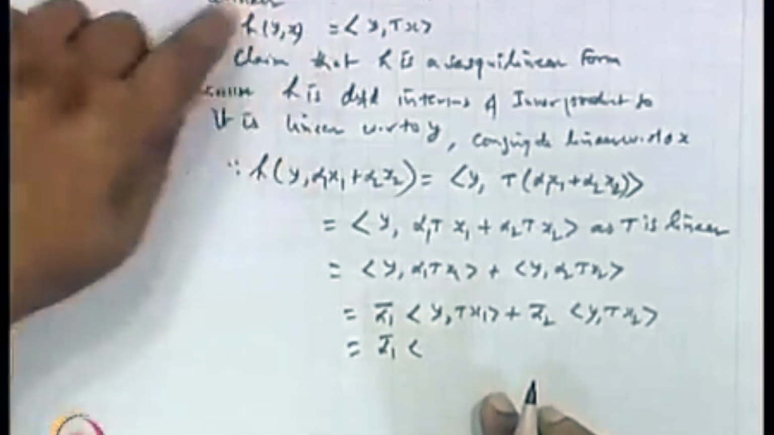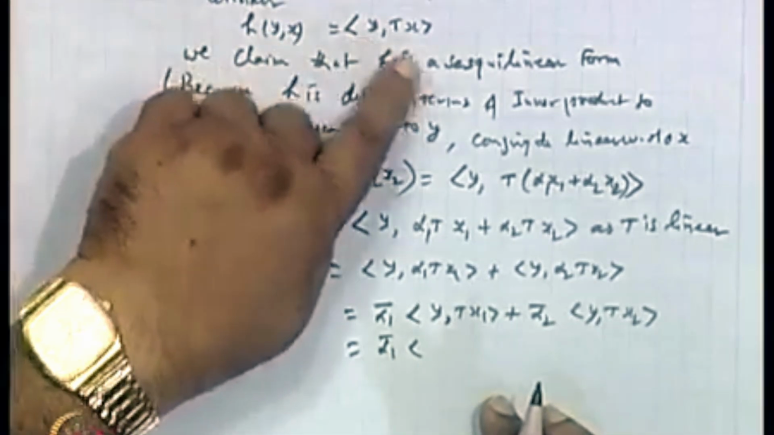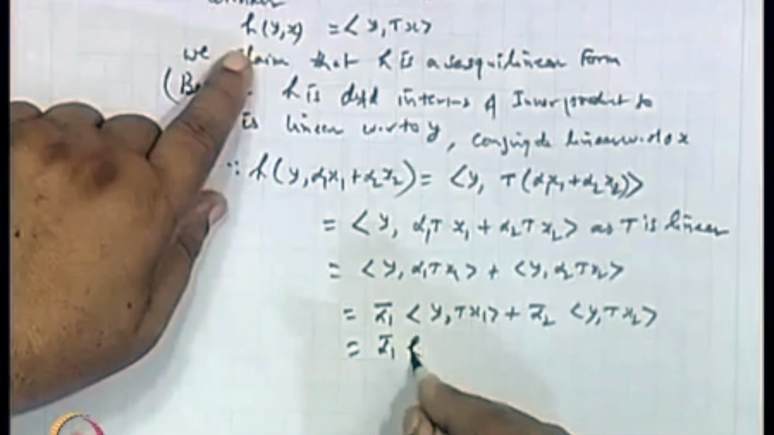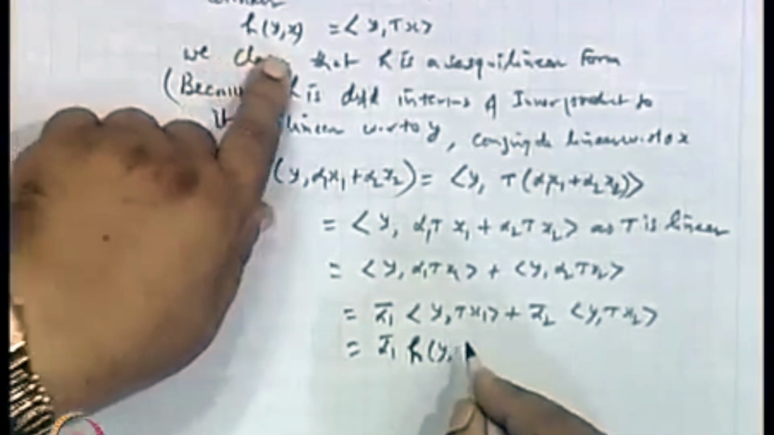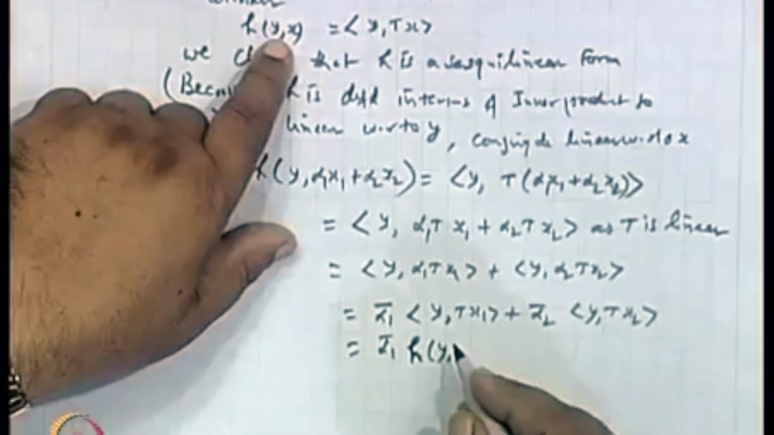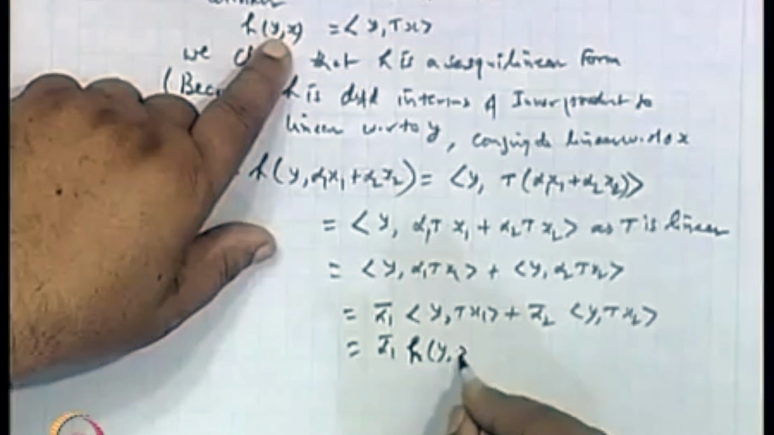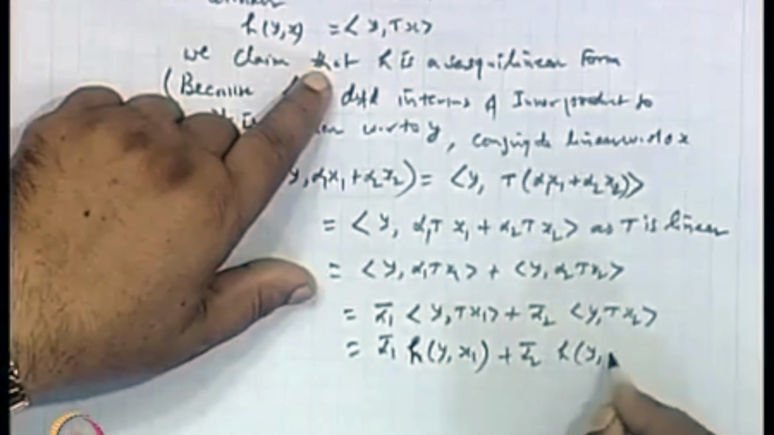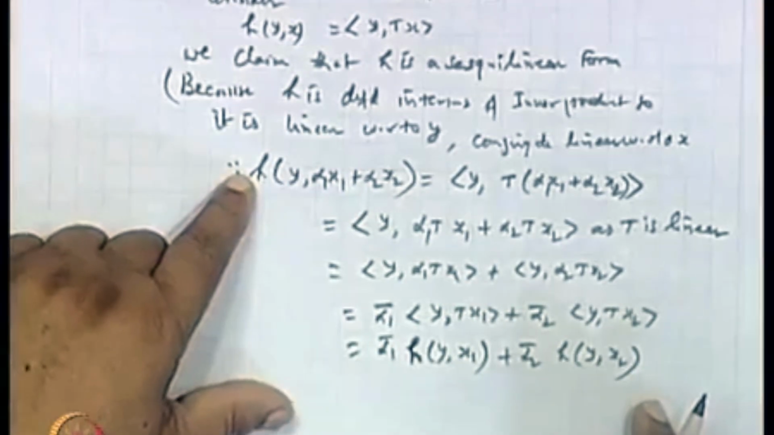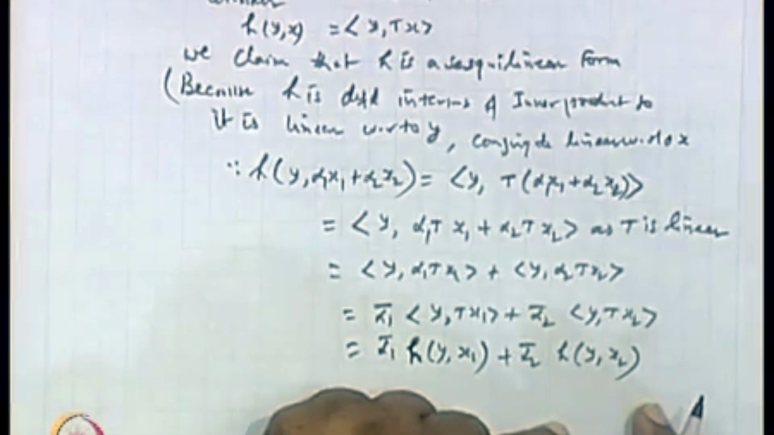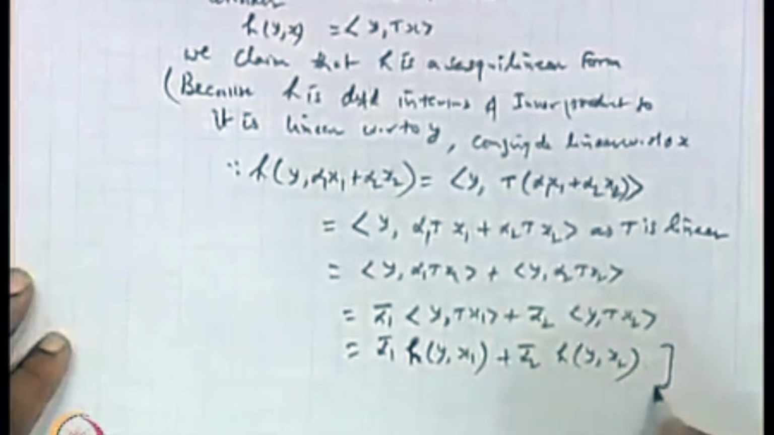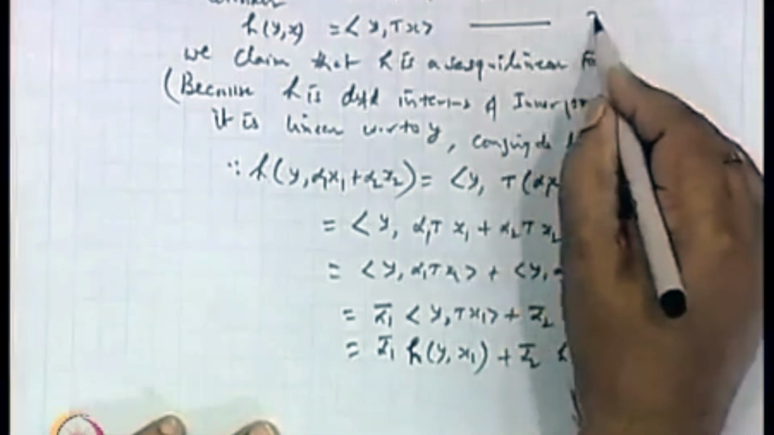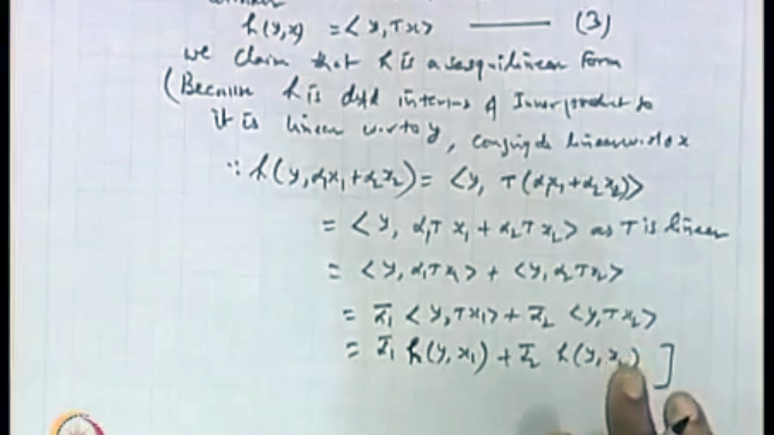What is this? h(y, x) is defined as ⟨y, Tx⟩, so this will be alpha 1 bar h(y, x1), is it not? Similarly alpha 2 bar h(y, x2). So this shows that h is conjugate linear with respect to the second coordinate. Is it correct? So h is a sesquilinear form. So if I introduce this in this fashion, let it be, say, 3, then h becomes a sesquilinear form.